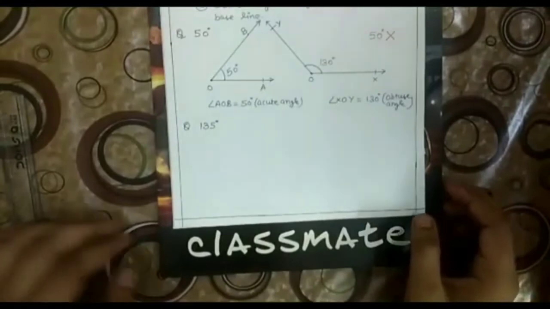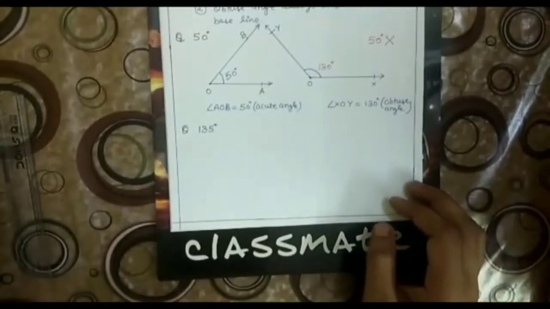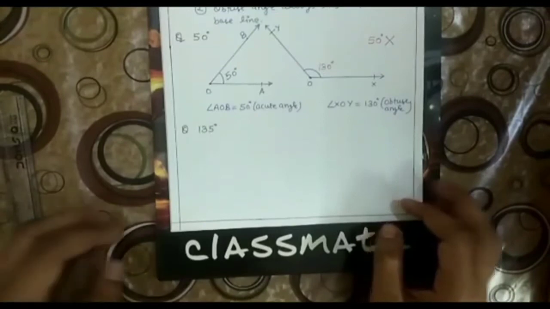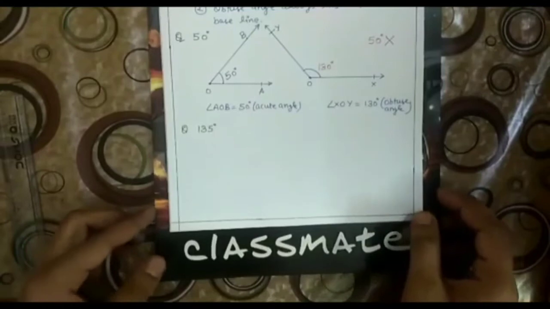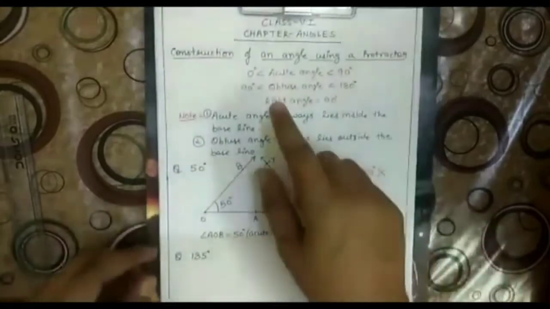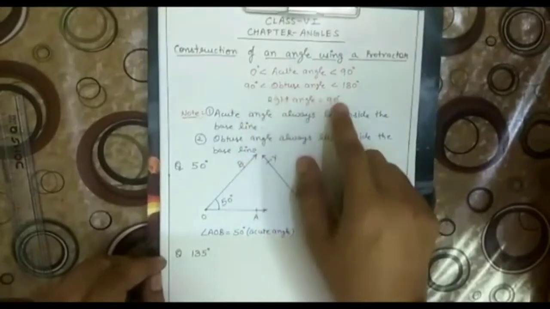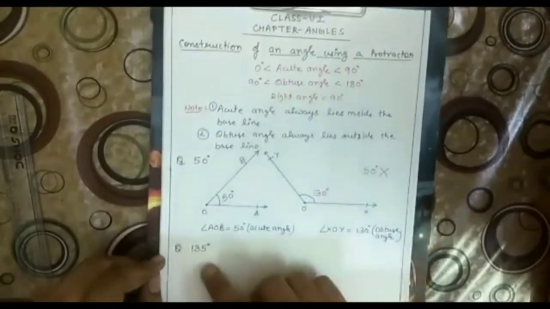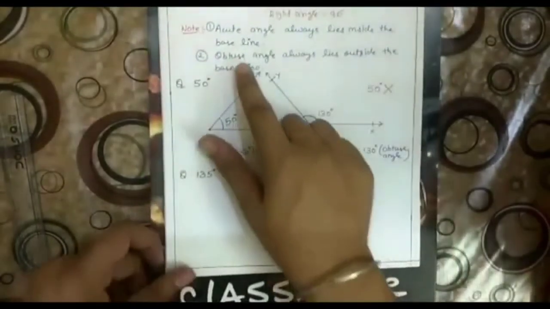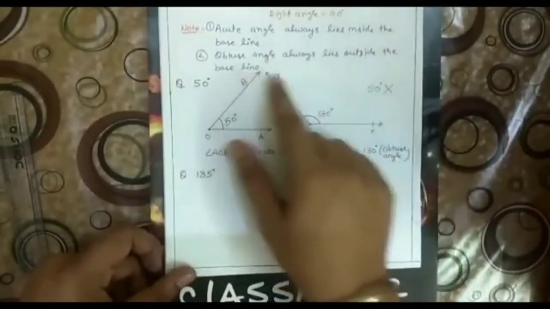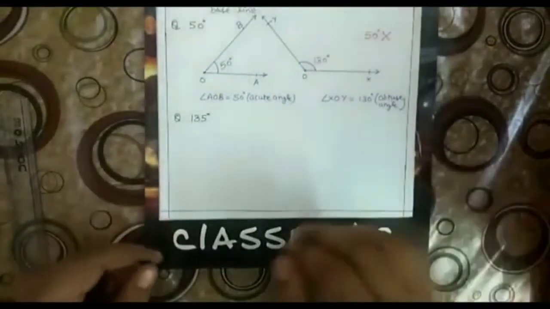Now we are taking one more example. Now you have to draw angle 135 degree, and as you can see, angle 135 degree is greater than 90 degree. So we have already discussed obtuse angle is greater than 90 degree and less than 180 degree. So this angle is an obtuse angle. And remember the second point, obtuse angle always lies outside the baseline. So this angle will be drawn outside the baseline.